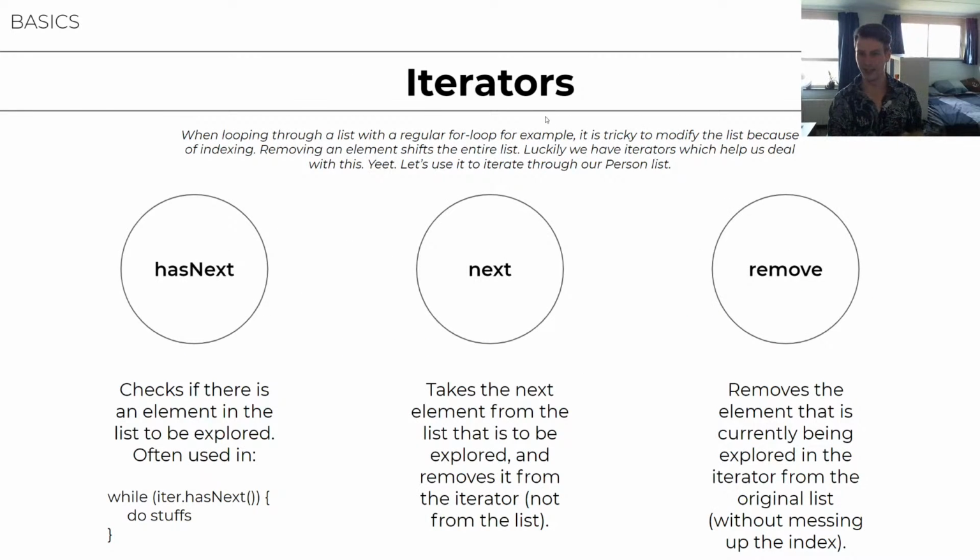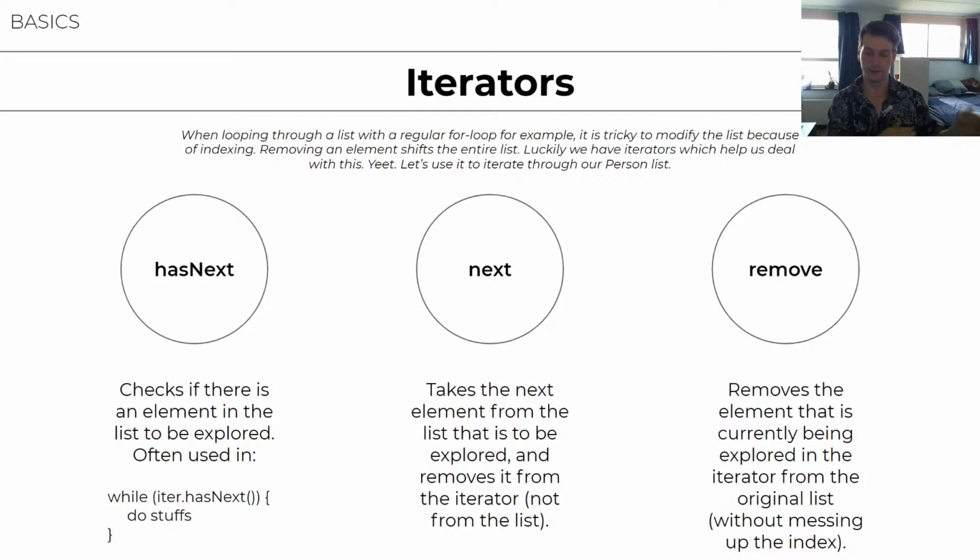Next part, and I think the last part of basically the basics, are iterators. Iterators are essentially a different way to loop through lists. And why is that useful? Now let's say that we are looping through a list, but sometimes we will have to remove elements from that list. Now that will probably become a nightmare with indexing, right?